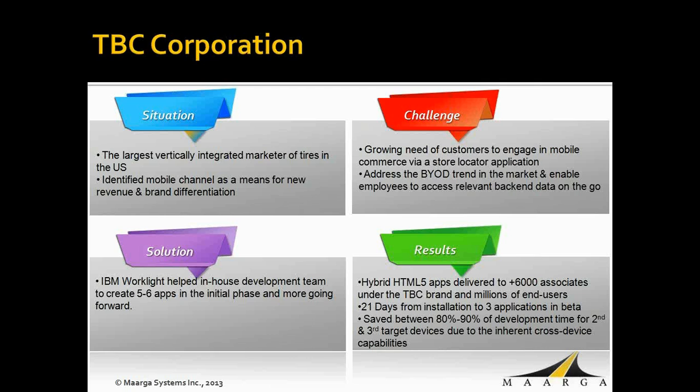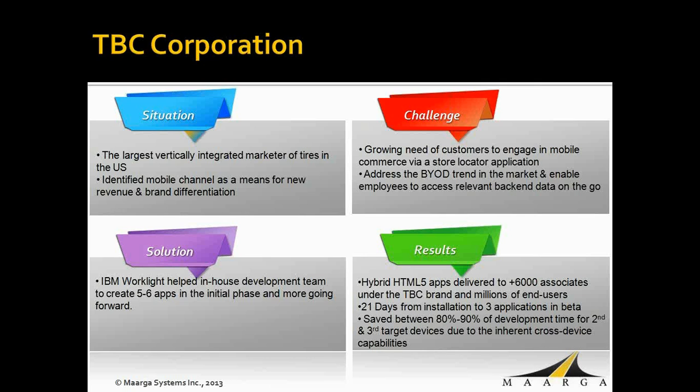So what they did was they used IBM WorkLight to create about half a dozen apps in the initial phase, and then more going forward. And they delivered these apps to more than 6,000 associates and millions of end users. What happened was from installation to having 3 applications in beta, it took them only 21 days.